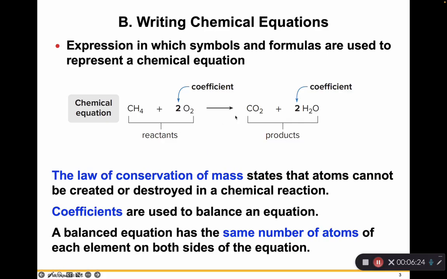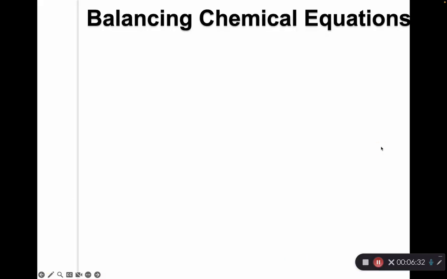We just saw an example that has a balanced equation, right? You might be wondering, how do I balance it if our equation is not already balanced?